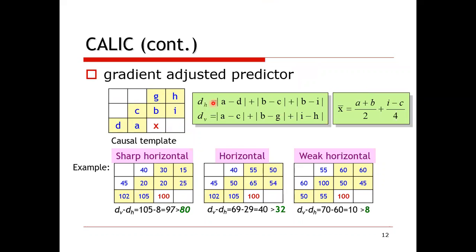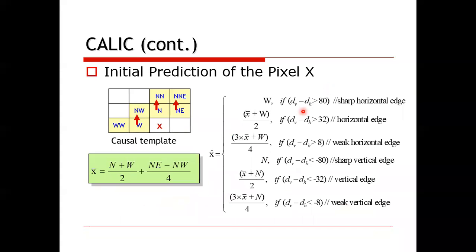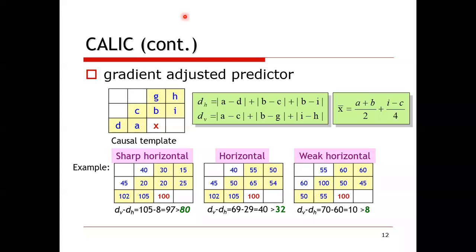If 97 is greater than 80, then what is the predicted value of the given pixel x, which is 100? It becomes W, 105, because if dB minus dS is greater than 80, then we will pick up W as the predicted value of the given pixel x. So in this case, 105 will become the predicted value of the given pixel 100, because 97 is greater than 80.